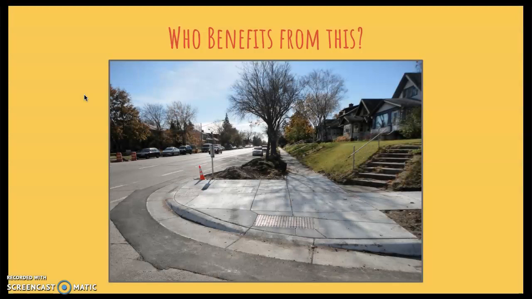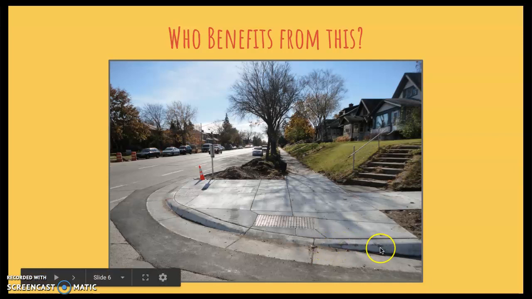Who benefits from this? Now looking at this image, it's clear, right? Down here we have our handicap accessibility for people that are visually impaired, so that way they can tell when they're getting to the edge of the sidewalk. And this sidewalk, notice it is level with the ground. It is not high and raised like on the side here. So people benefit from this.